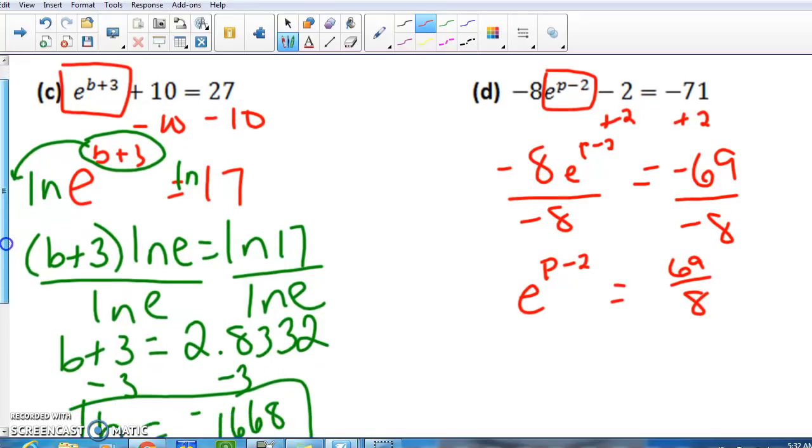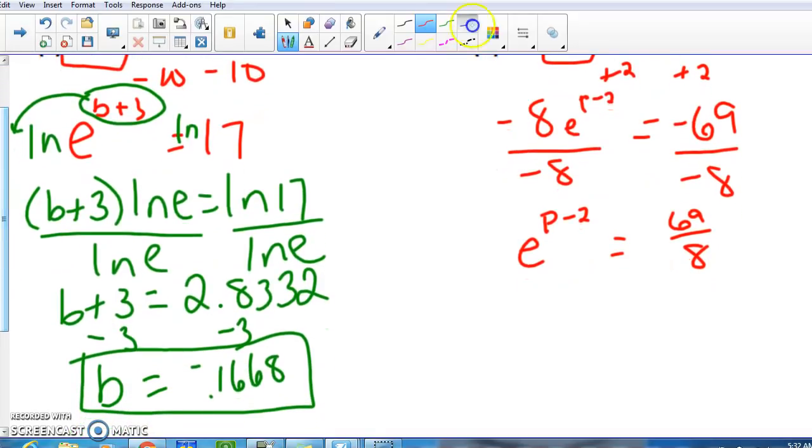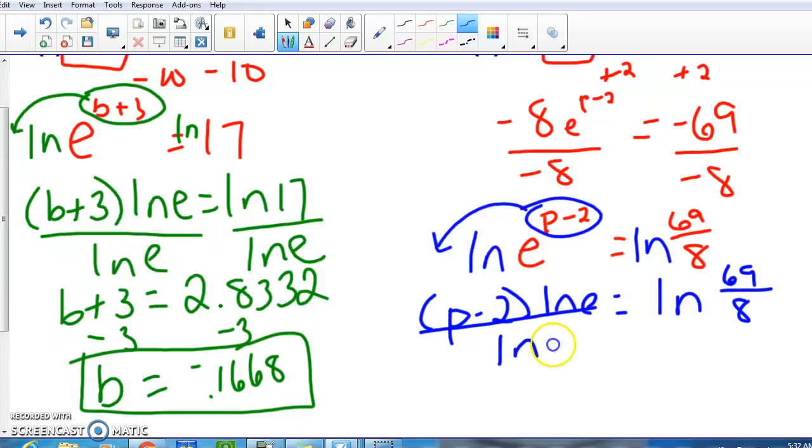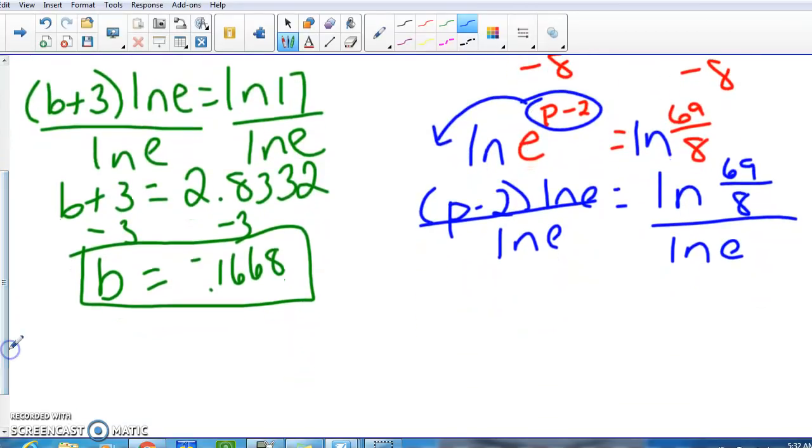Now again, we are at the point where the exponential is by itself. So this is where we log it, log both sides, or ln both sides because it's base e. And then everything we did yesterday applies. That exponent comes in front. Okay, we try to get the ln's together by dividing both sides by the ln of e. Again, that becomes a calculator thing for us. So I'm typing in ln of 69 divided by 8 divided by the ln of e.